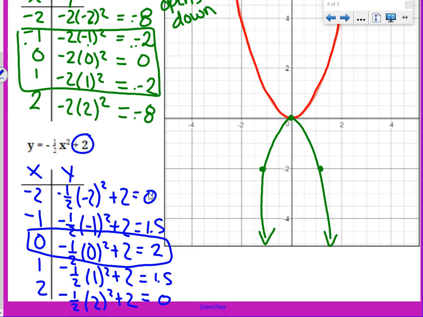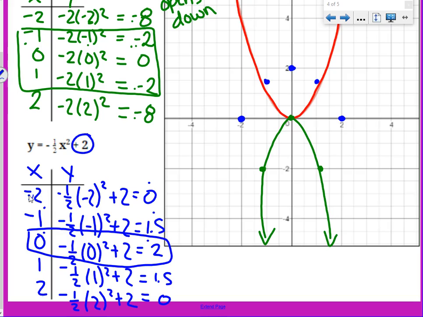So now we want to graph our coordinate points. So we have negative 2, 0, should be right here. Negative 1, 1.5 should be right about here. And then 0, 2 right here. And then 1, 1.5, and 2, 0.